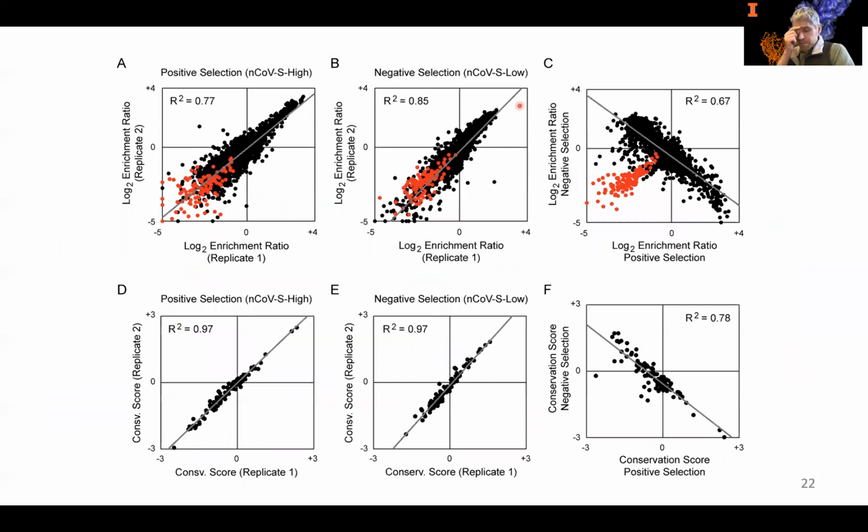After deep sequencing, here's the quality of the data. So this is the agreement between two independent replicates. The nonsense mutations are shown in red. They're all deleterious. The non-synonymous mutations are shown in black. The experimental agreement between independent replicates is excellent. This is one of the best data sets we have in my lab.